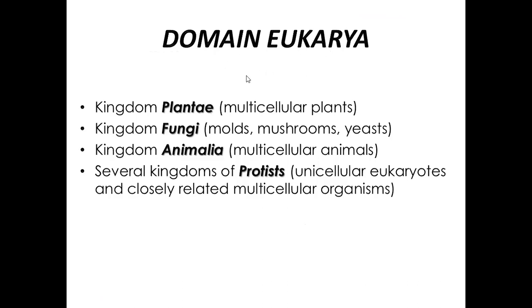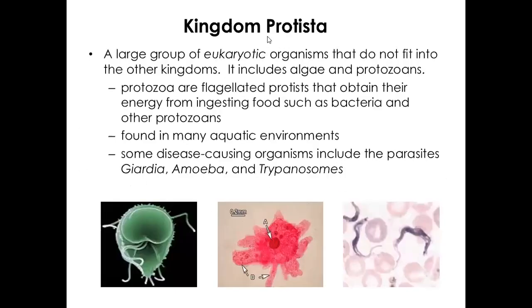Now I want to get into eukaryotes. Like I said, in the eukaryotic domain, we have four major kingdoms: plants, fungi, animals, and then the protists, which is really several kingdoms lumped into this protist category. So let's start talking about the protists first. These are eukaryotes, but they don't really fit in any other kingdom, so they kind of get lumped here. It's a very large group of things, and a lot of them are parasites.